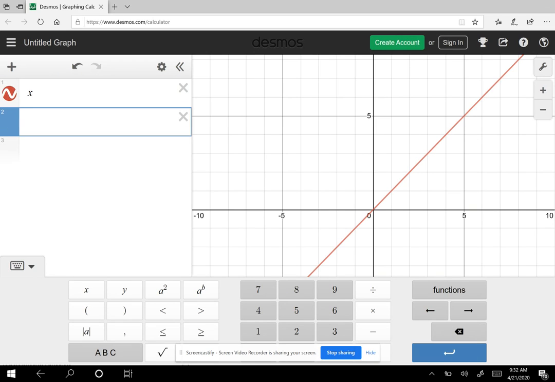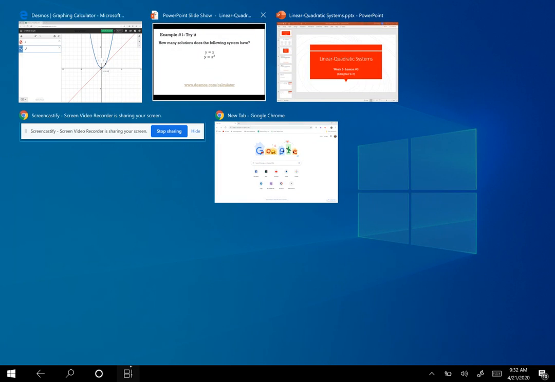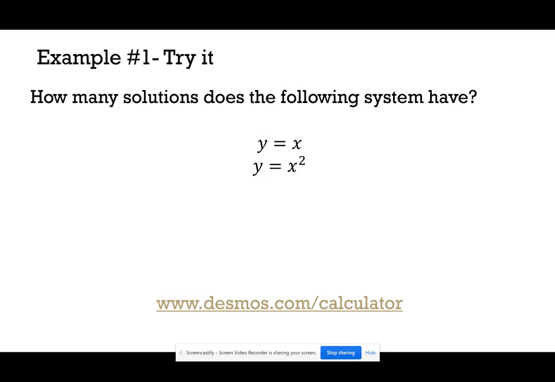And the second one was x squared. So I'm going to hit x, and then I'm going to use the a squared button to give me my exponent. So you can see I have a parabola and a linear function. If I click on the spots where they connect, the ordered pairs will stay on the screen. So this one has two solutions at 0, 0, and 1, 1. So let's go back to our slide. So this one, how many solutions? There are two solutions. We said 0, 0, and 1, 1.